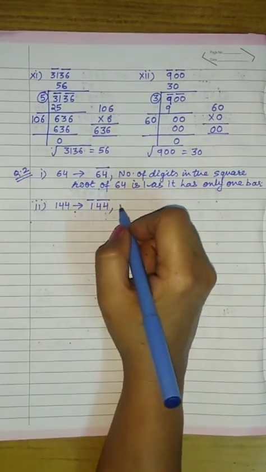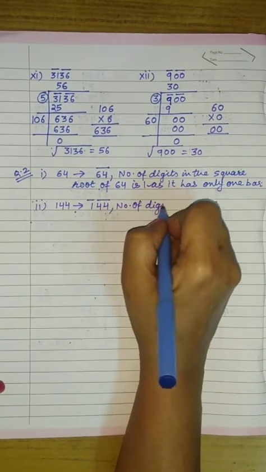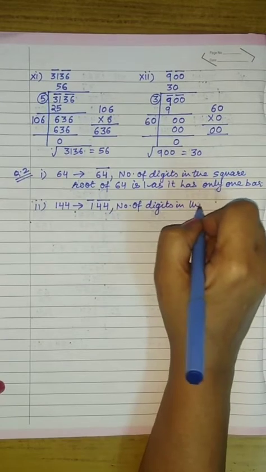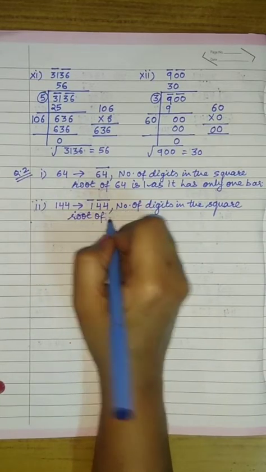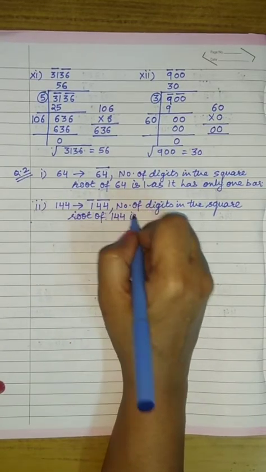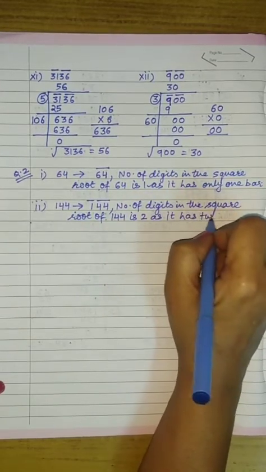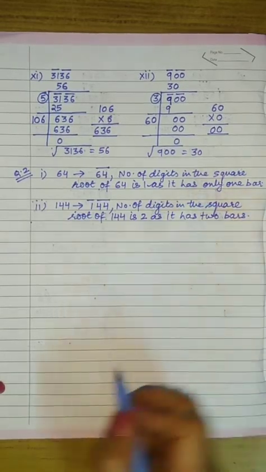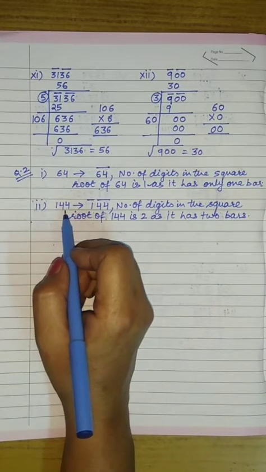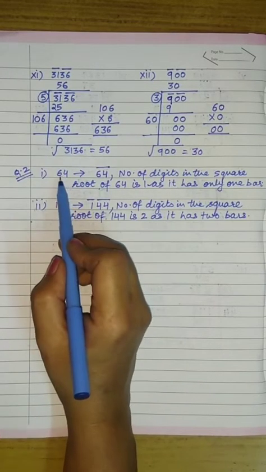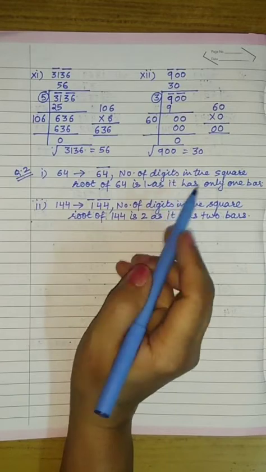Now next we have 144, it has two bars, so we will write the number of digits in the square root of 144 is 2, as it has two bars. And we know the square root of 144 is 12, and 12 has two digits, and the square root of 64 is 8, which has only one digit.